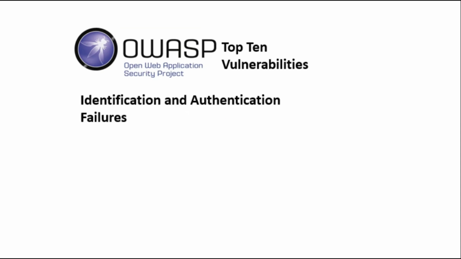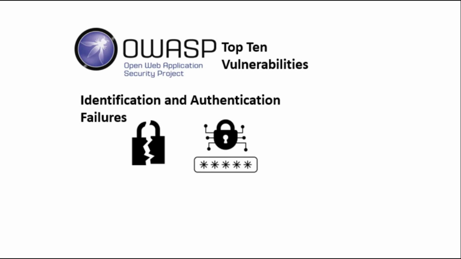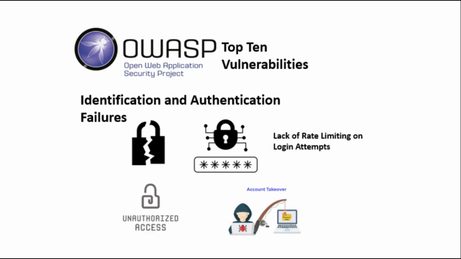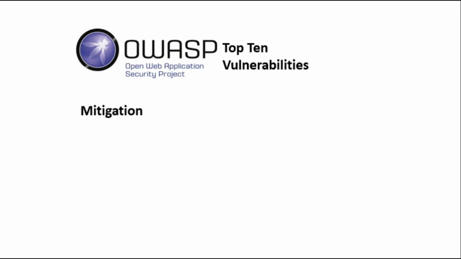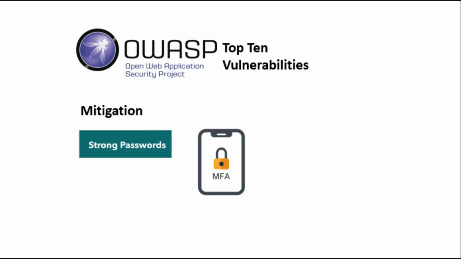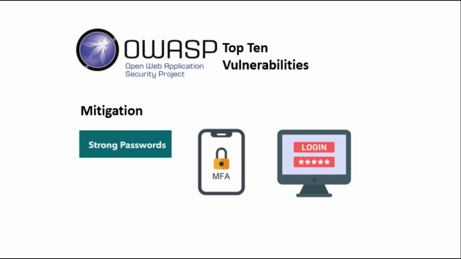7. Identification and authentication failures. This occurs when using weak authentication mechanisms. Examples are using no password hashing and lack of rate limiting on login attempts. This leads to unauthorized access and account takeovers. To mitigate this, enforce strong passwords, implement MFA, and monitor login activities.